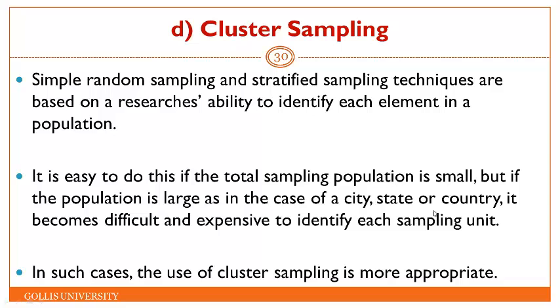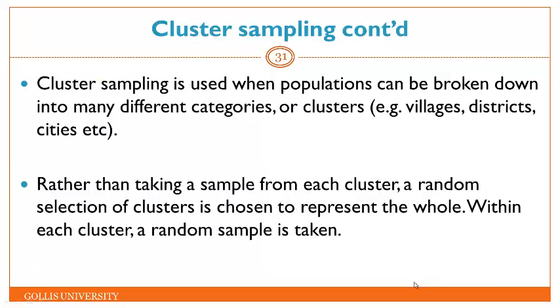for example, in the case of a city, a state, or a country, it becomes difficult and expensive to identify each sampling unit, and therefore it can be very challenging to use the other methods you have mentioned, whether it is simple random sampling or stratified sampling. It's difficult to actually apply to all of them. So in such cases, the use of cluster sampling becomes more appropriate.